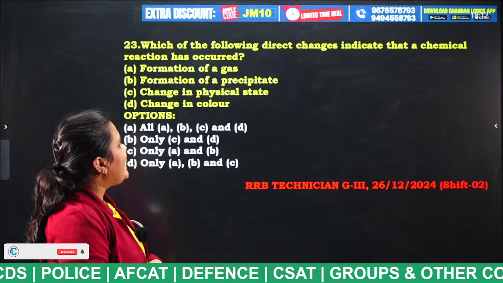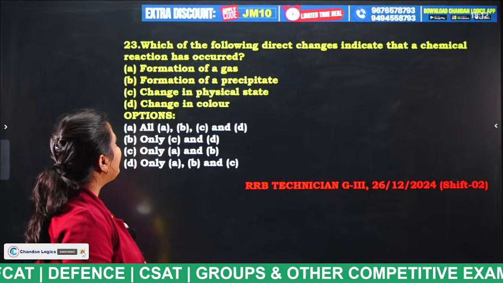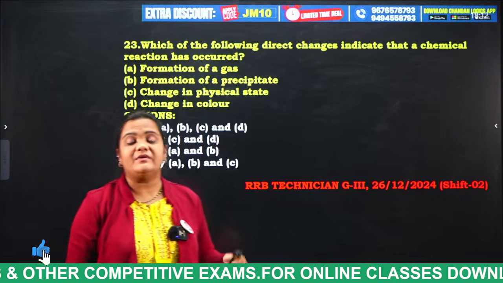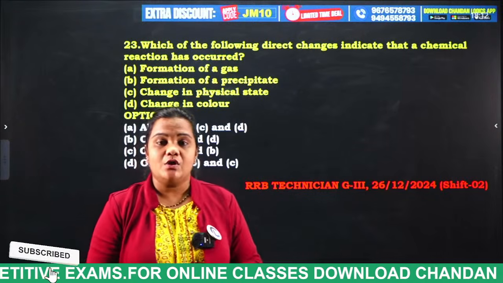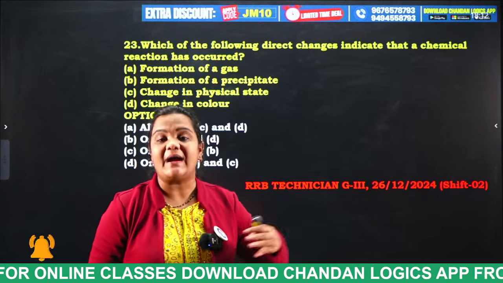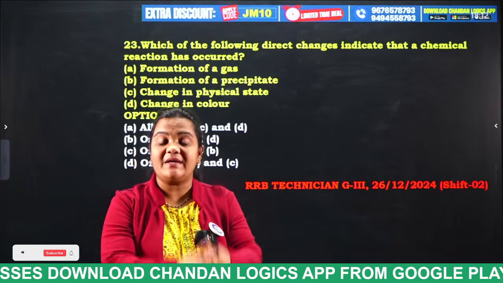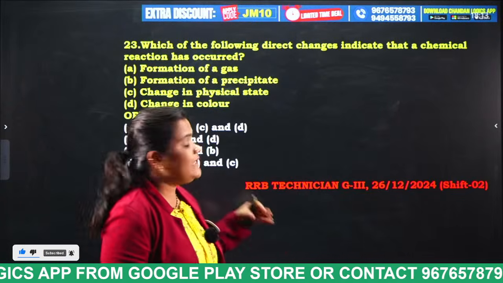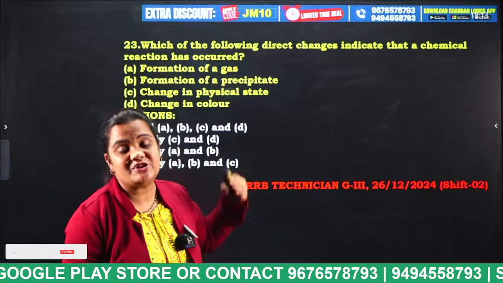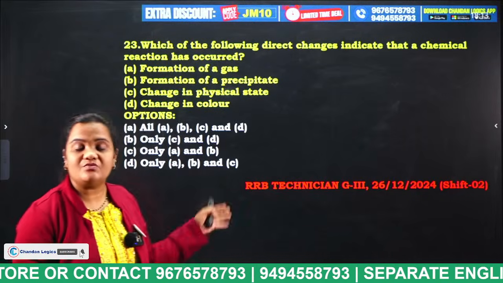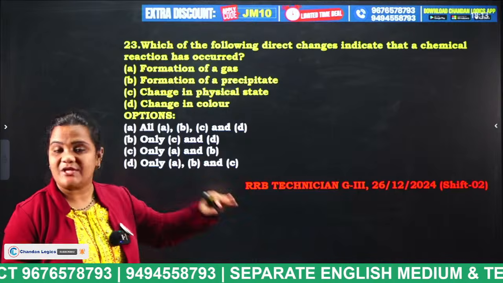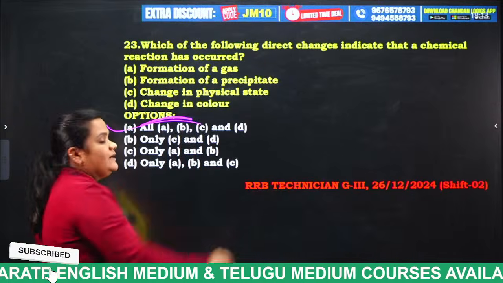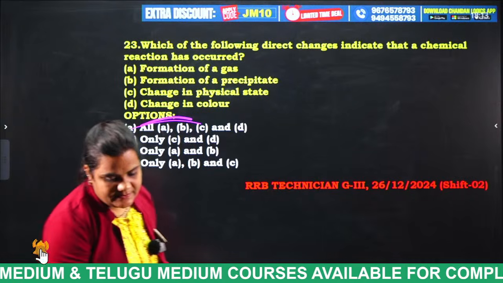Which of the following direct changes indicate that a chemical reaction has occurred? Okay, so during a chemical reaction, if two elements react, what are the possibilities, students? There may be a release of a gas, or a formation of a precipitate, or a change in physical state, or a change in color. These are all the things that happen when a chemical reaction takes place. So what might be the answer, students? All of A, B, C and D. Clear? Yes. Next question.